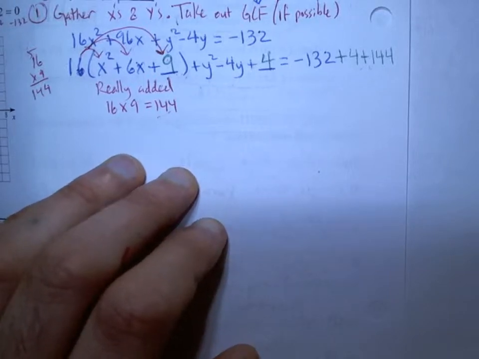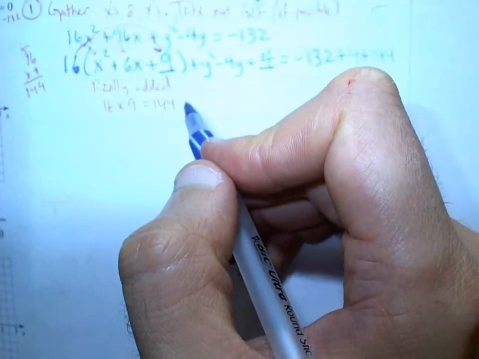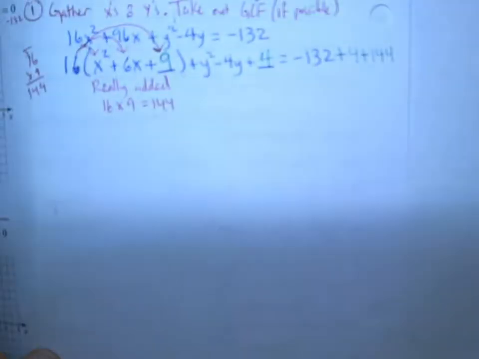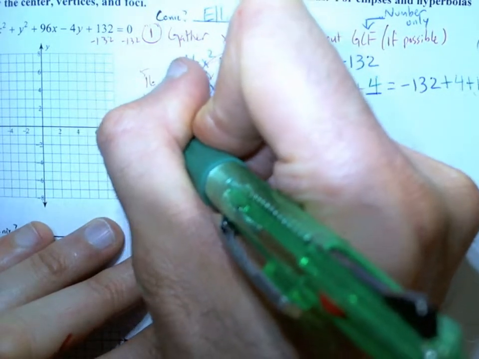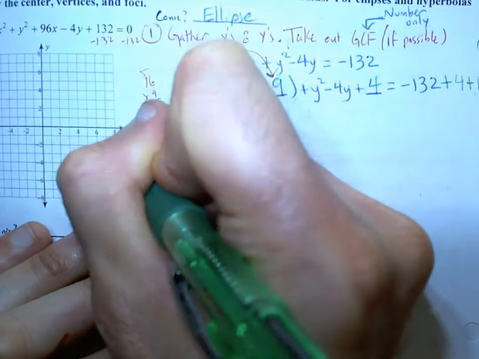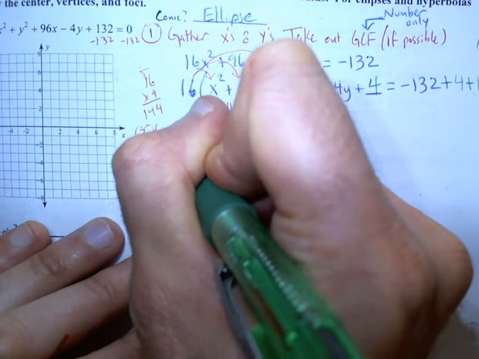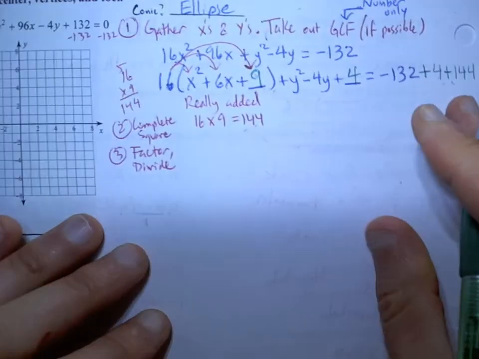Okay, let's keep marching. Any questions right there? Step 2, I forgot to write it. We already did step 2. Oops. Step 2 was to complete the square. We already did that. So last step, step 3, factor. Factor and divide.